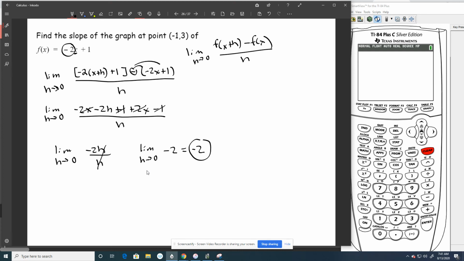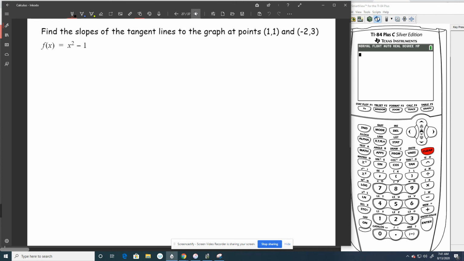Now, when I'm not dealing with a line, instead of a simple answer like negative 2, I'm going to end up with a formula. It's a little bit more work because my slope changes at each point. So for example, we're going to use that same formula, but we're looking for the slopes of the tangent lines at these two different points. So f of x equals x squared minus 1.